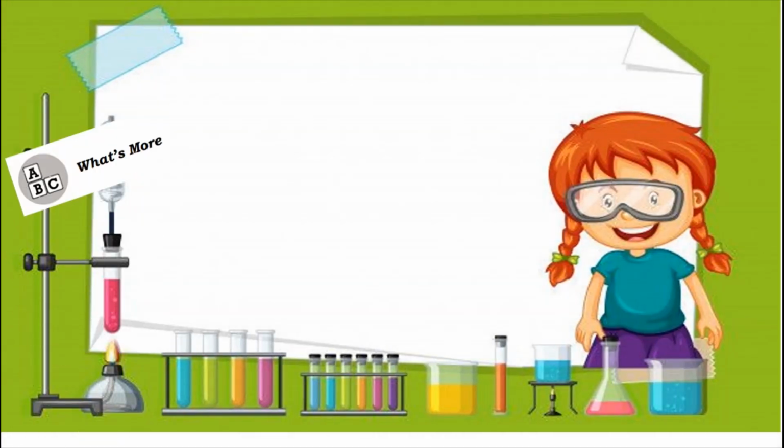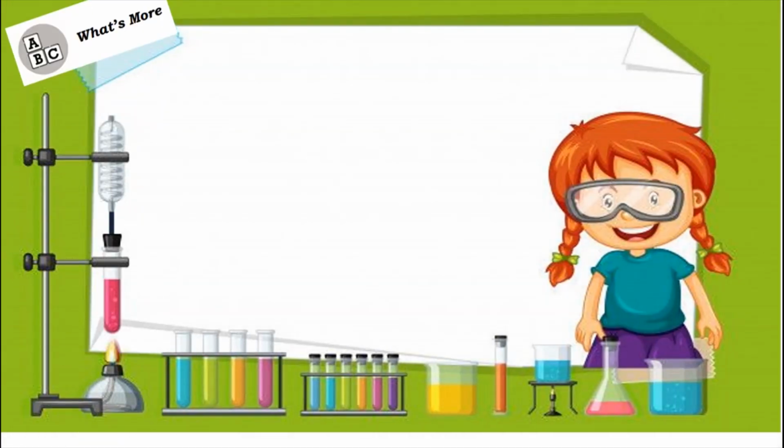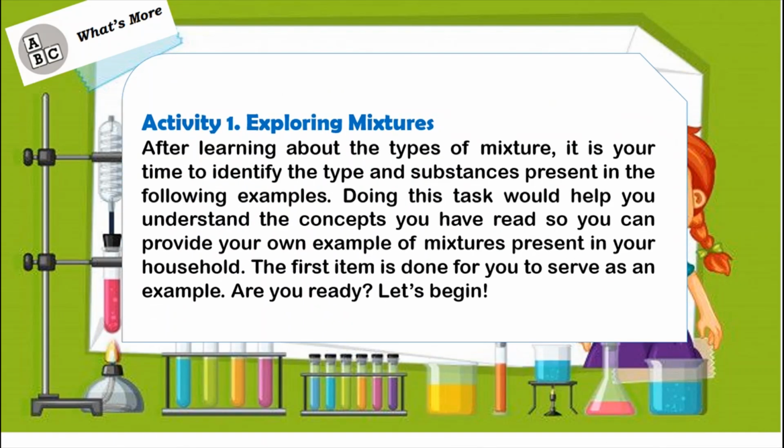Okay, next. Look at your module under What's More. Okay, Activity 1, Exploring Mixtures. After learning about the types of mixture, it is your time to identify the type and substances present in the following examples. Doing this task would help you understand the concepts you have read so you can provide your own example of mixture present in your household. The first item is done for you to serve as an example. Are you ready? Okay, let's begin.